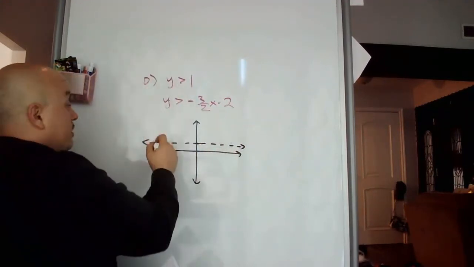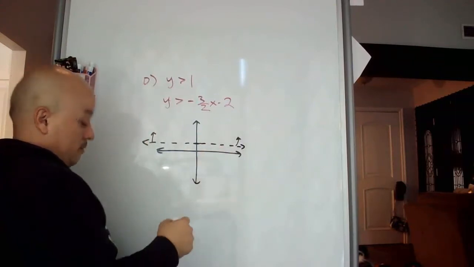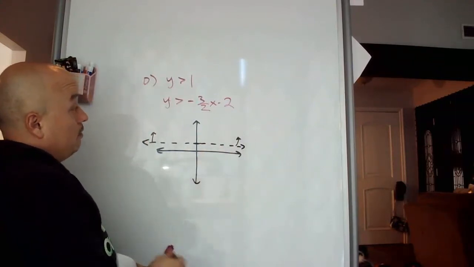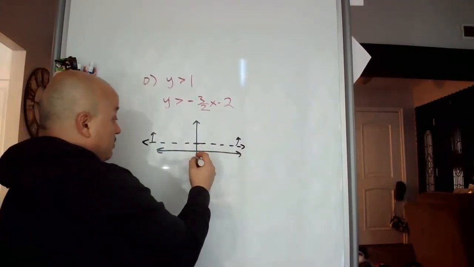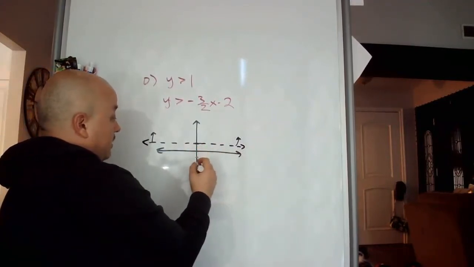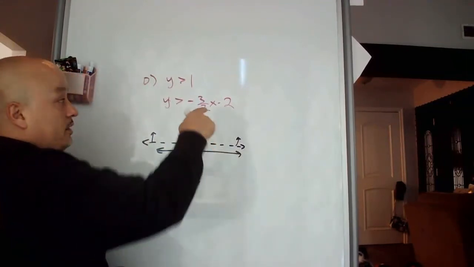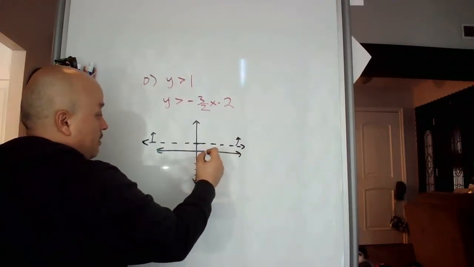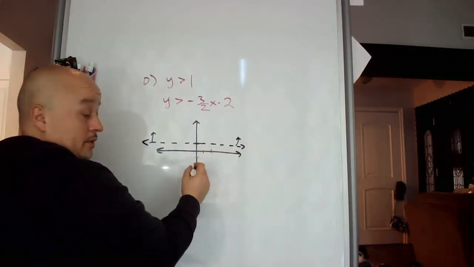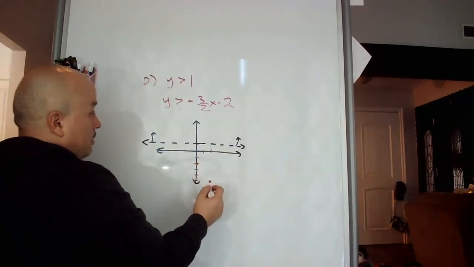And it says greater than, so that would be shading above the line. The second line, begin and move. So begin at negative 2, that's down 2, because it's negative. And then your slope is negative 3 over 2, which means go down 3, right 2. So down 3, right 2, from the beginning point, right? So down 3, right 2.